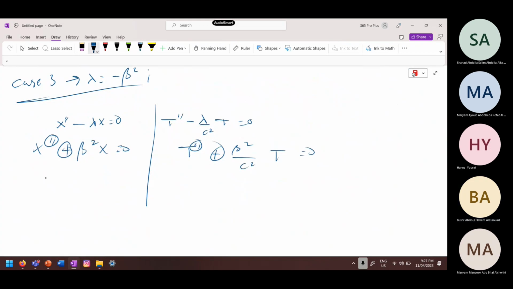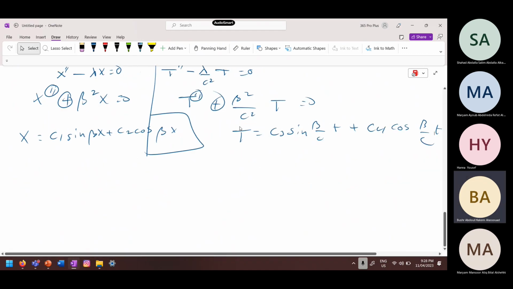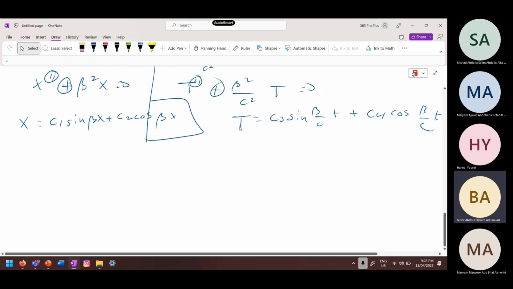Okay, here, x double prime plus beta square x equals 0. This will give you that x is equal to c1 sine beta x plus c2 cosine beta x. As for this, t is equal to c3 sine beta over c t plus c4 cosine beta over c t. These are the solutions for each equation.